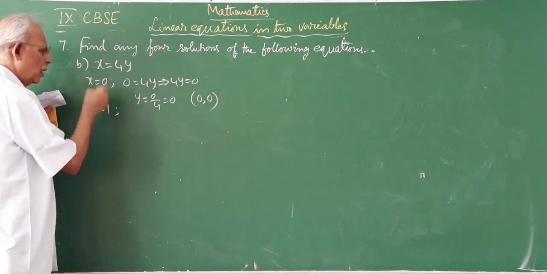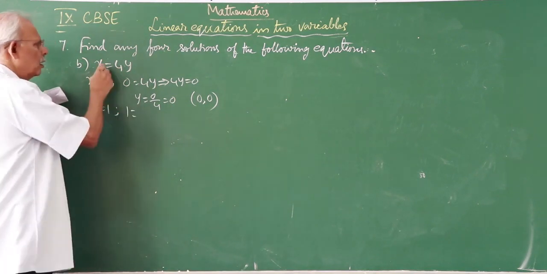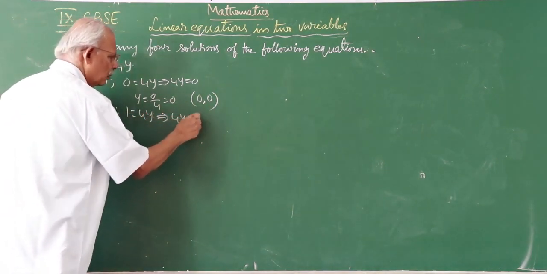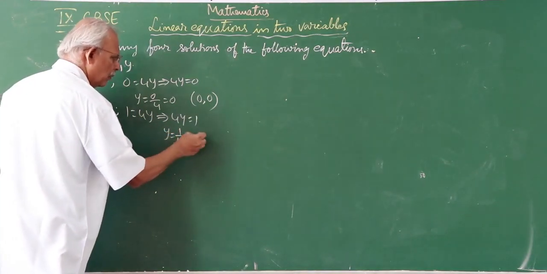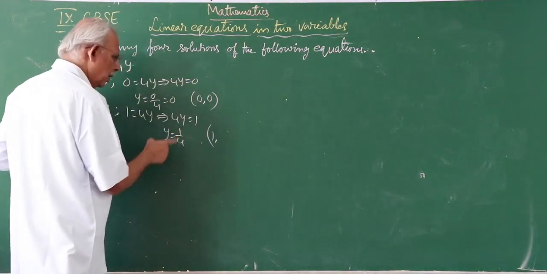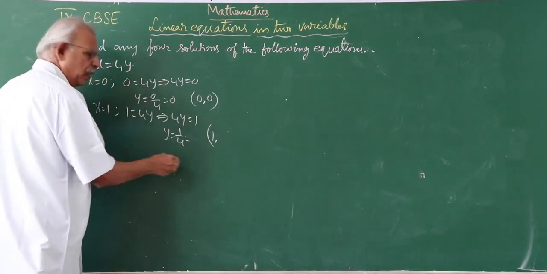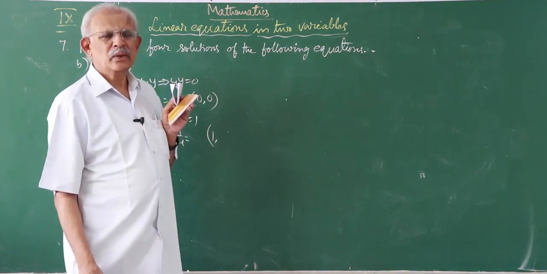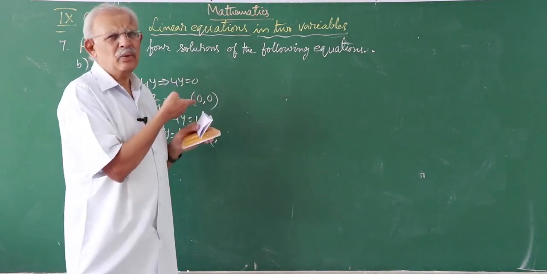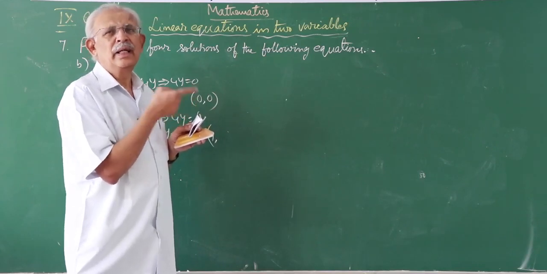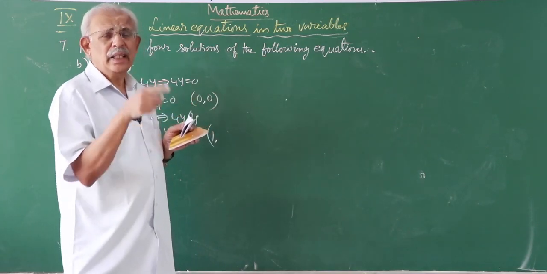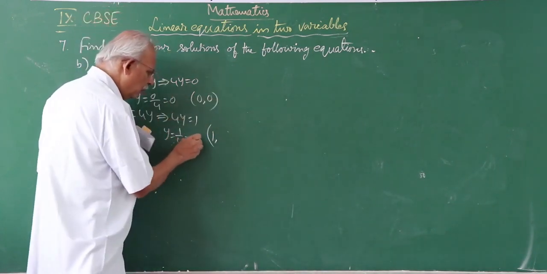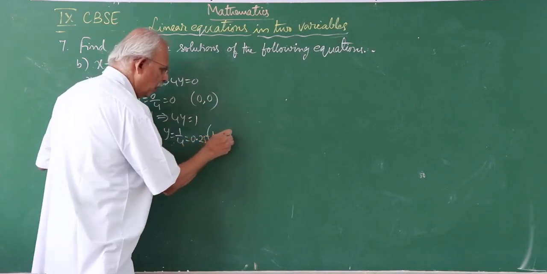Now, put x equals 1. So, 1 equals 4y. It implies 4y equals 1, y equals 1 by 4. Now, instead of putting 1 by 4, you have to put it in decimal form. Here you are not going to draw the graph, but while drawing a graph, it helps you to locate the point. So, 1 by 4 is nothing but 0.25.